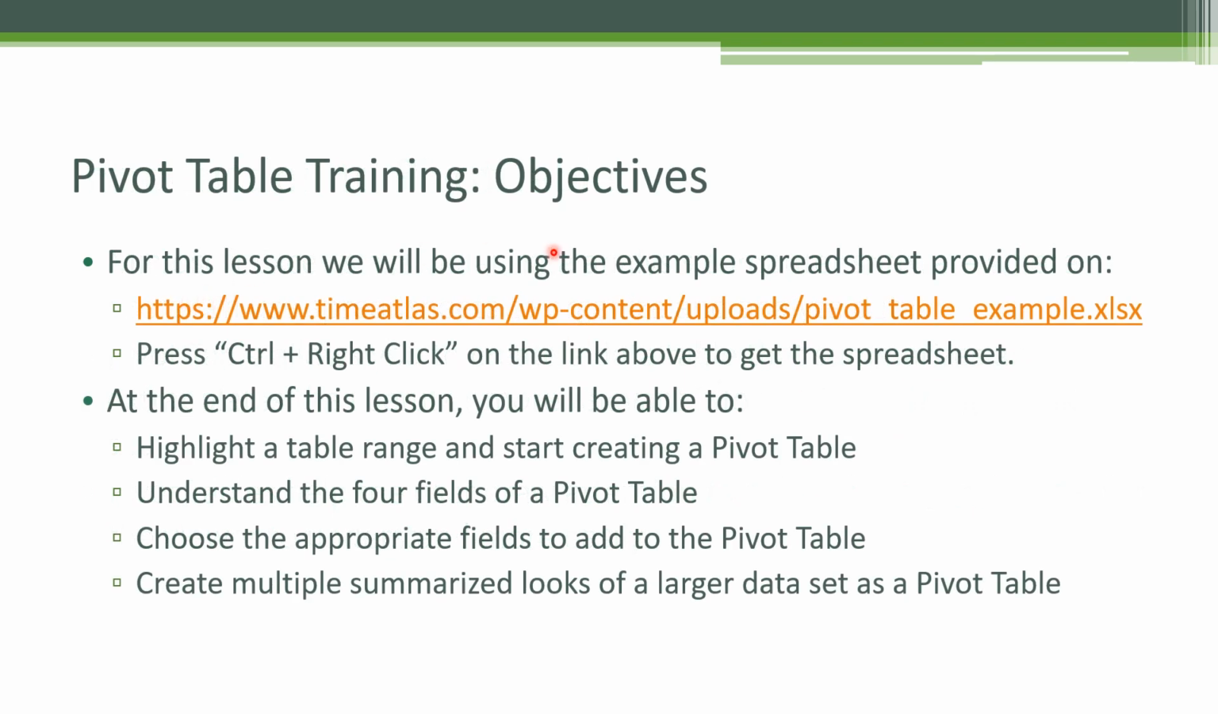For this lesson, we'll be using an example spreadsheet provided from this website. If you want to get the worksheet, just control and right click on the link above and get the spreadsheet. The objectives for this lesson will be for you to be able to learn how to highlight a table range and create a pivot table, understand the 4 fields of a pivot table, and choose the appropriate fields to add to the pivot table, while also being able to create multiple summarized looks of a larger data set in the form of a pivot table.